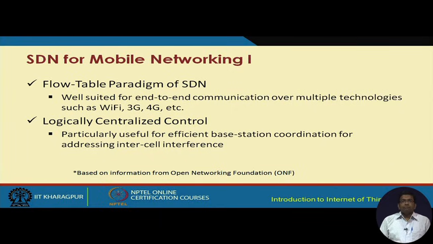So, two things are important, and this information has been adopted from the Open Networking Foundation. Two things are important when we want to adopt SDN for mobile networks. One is the flow table paradigm of SDN, which is well suited for end to end communication over multiple technologies such as Wi-Fi, 3G, 4G and so on. The other one is the logically centralized control, which is particularly useful for efficient base station coordination for addressing intercell interference. We are going to talk about each of these in slightly more detail in the next little while.